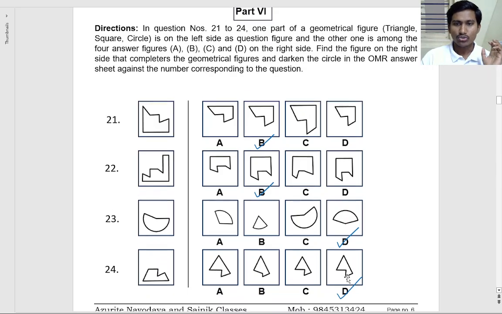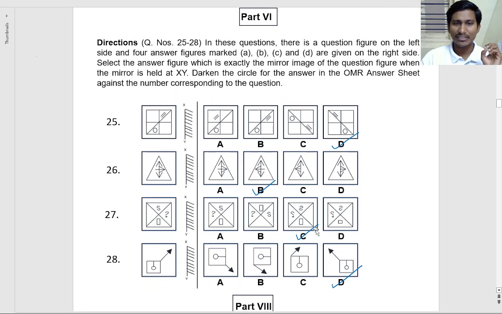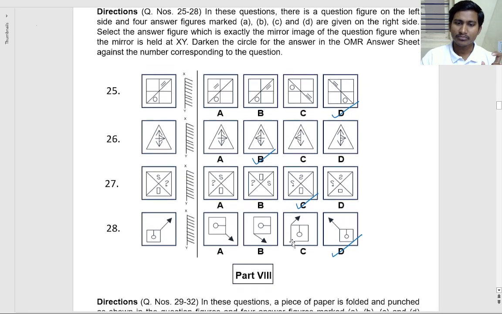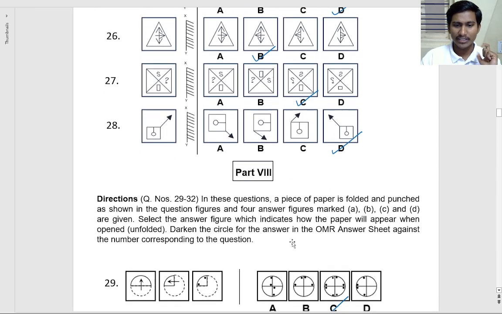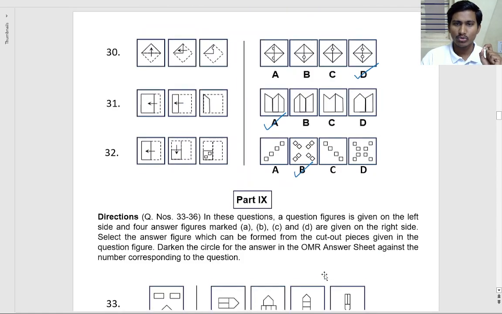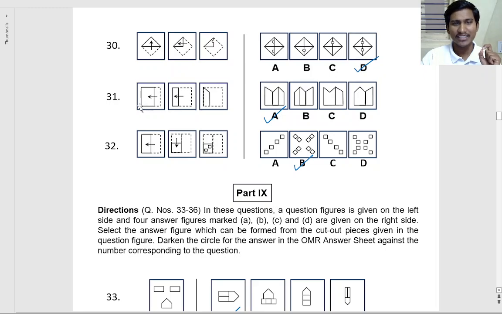Okay, good. Next is 25. So we have to find the mirror image. Mirror image: 25 is D, 26 is B, 27 is C, 28 is D. Now let's go to the eighth part. The eighth part is figure punching and cutting, right? Figure cutting and punching. So for 29, if you open it, C will be the answer. Next, 30 is D, 31 is A, 32 is B.